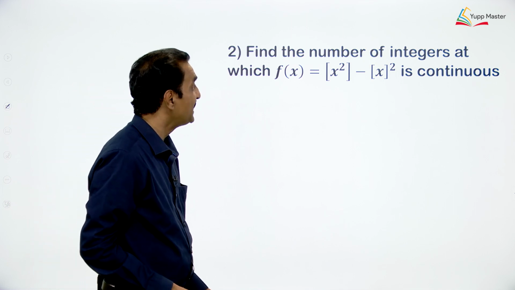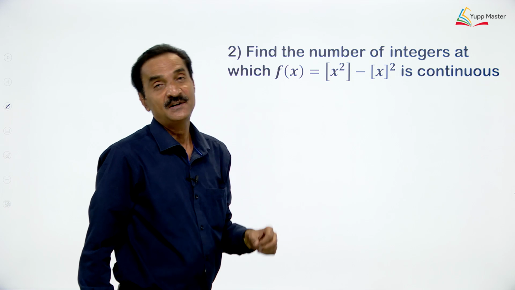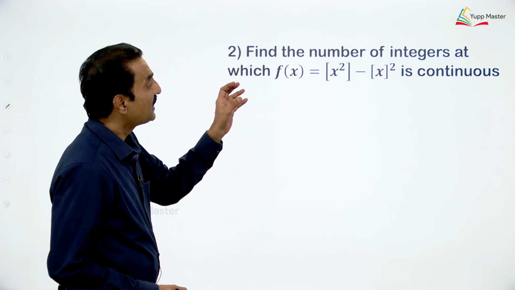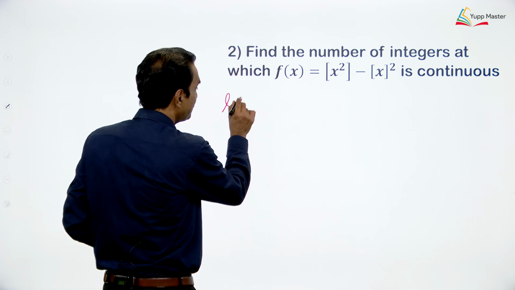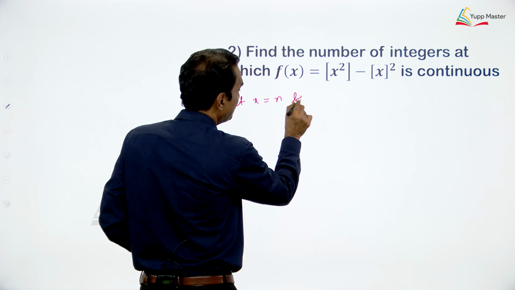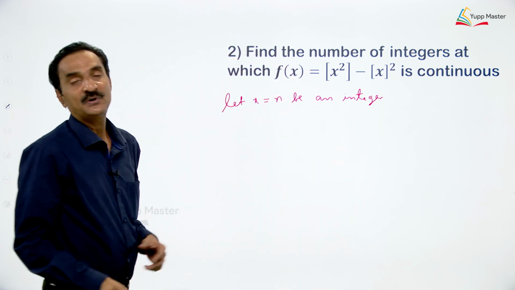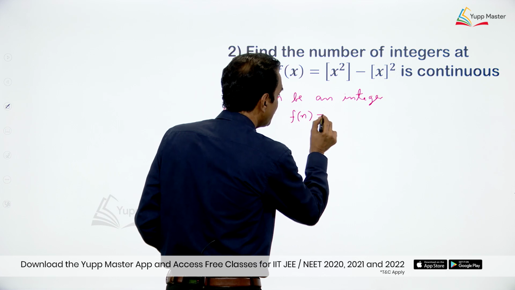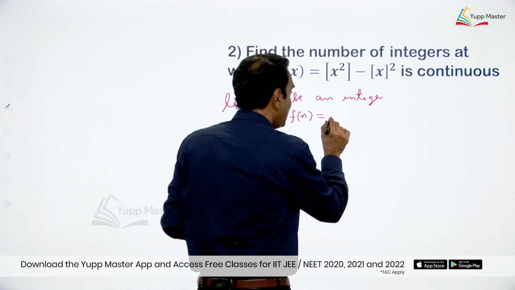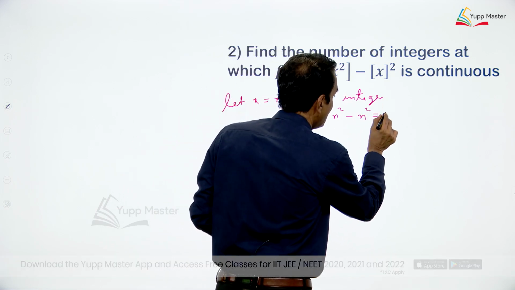Next question: find the number of integers at which f of x is equal to integral part of x square minus integral part of x whole square is continuous. We want the number of integers only. So, we have to verify the continuity at integral values only. So, again you take an integer n. Let x is equal to n be an integer. Now, first f of n is equal to integral part of n square, which is n square, minus integral part of n whole square, which is also n square, so it is 0.